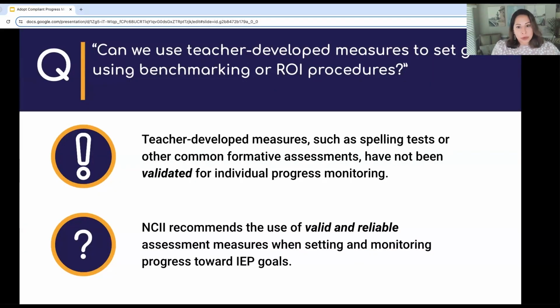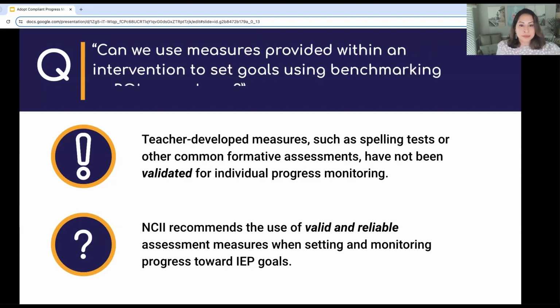So in addressing the first one, this quote comes directly from the NCII guidelines. The reason you can't use teacher-developed measures is simply because there's no way to psychometrically validate a teacher-created assessment. Teacher-created tests still play an important part in determining student mastery of skills, but a valid and reliable progress monitoring tool reflects that progress toward the overall IEP goal and needs to be selected separately from a teacher-created test.